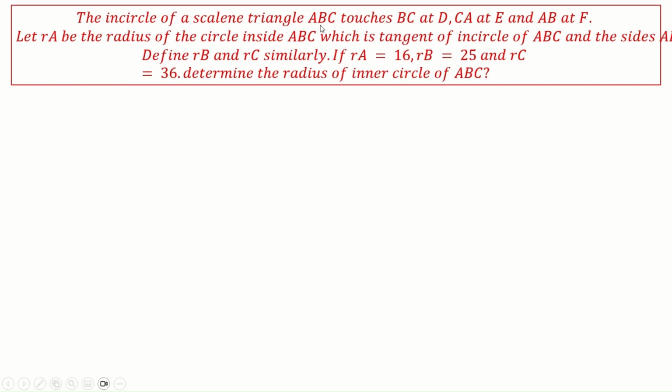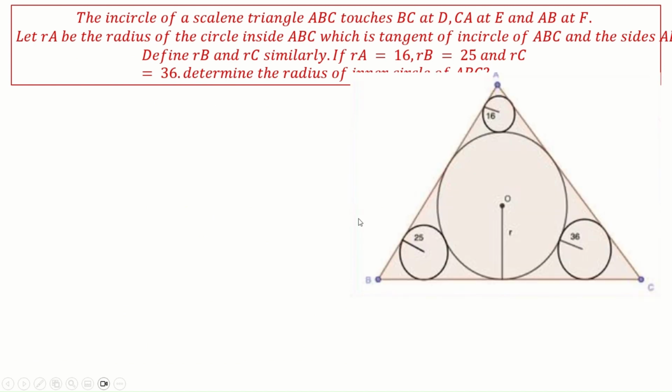The incircle of a scalene triangle ABC touches BC at D. This is a scalene triangle, let's assume. It looks equilateral, but it's a scalene triangle. The incircle touches BC at D, then CA at E and AB at F, basically these tangential points. Let r be the radius of this incircle, so the radius is r.